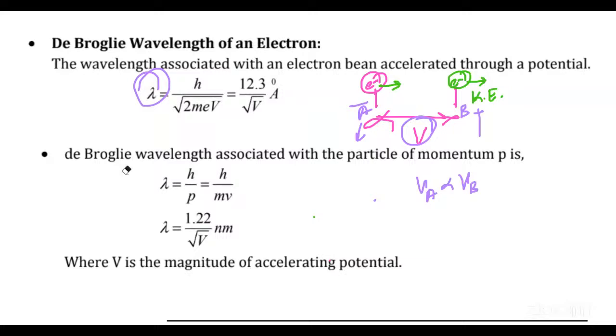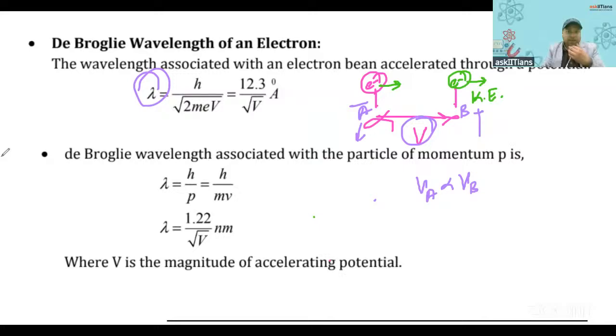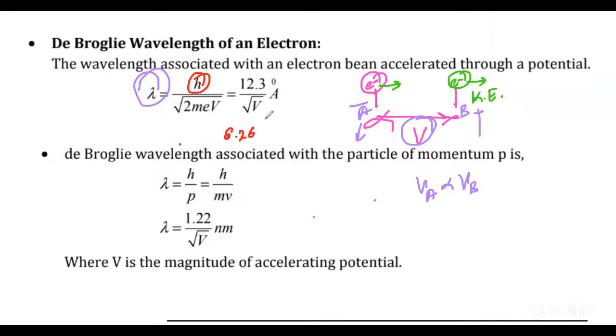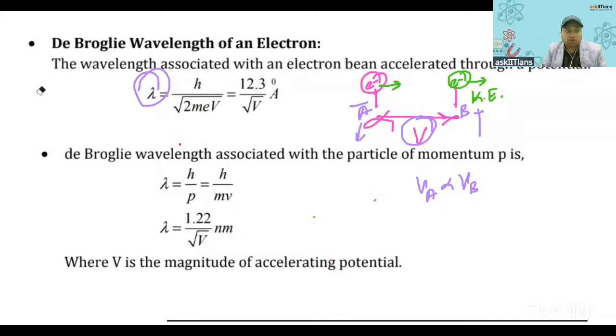Excuse me, sir. Could you please explain how we changed the denominator from mv to what is written over there? We have put the values here, right? We have put the value of h. What is the value of h? My doubt is not that, sir. My doubt is how are we changing mv to root 2 meV? Okay, okay, this you're asking. Let me tell you this.